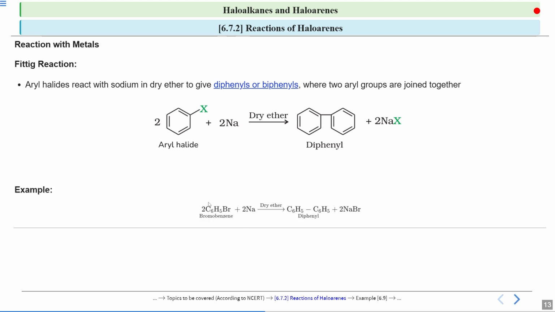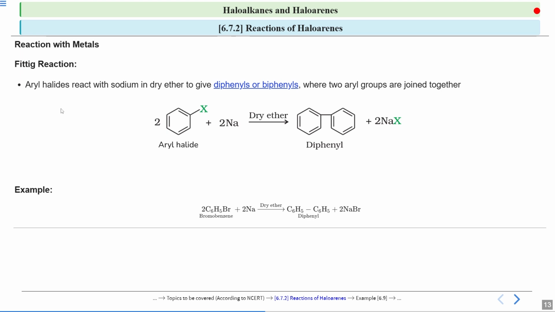For example, let's say bromobenzene, the same case. Now you take two molecules of bromobenzene and react them with two atoms of sodium metal in the presence of dry ether, and you get your major product as diphenyl, a benzene ring bonded to a benzene ring. Diphenyl is the major product after the joining of two aryl groups, plus two molecules of sodium bromide as your side product. This is what happens in the Fittig reaction.